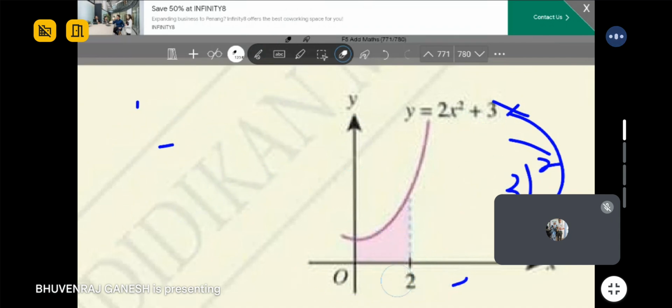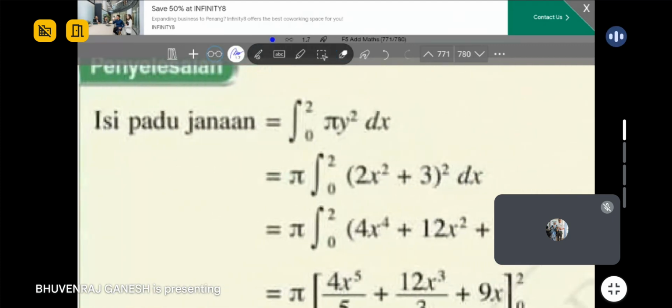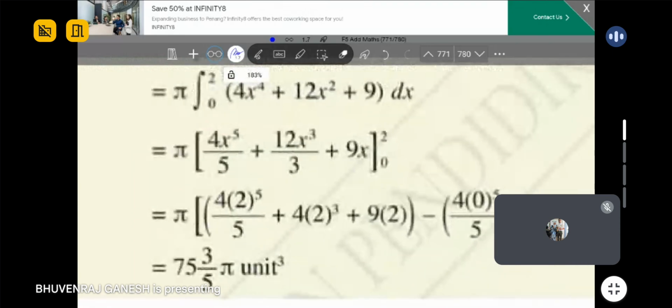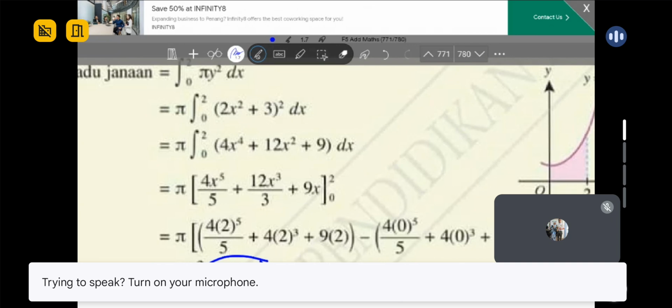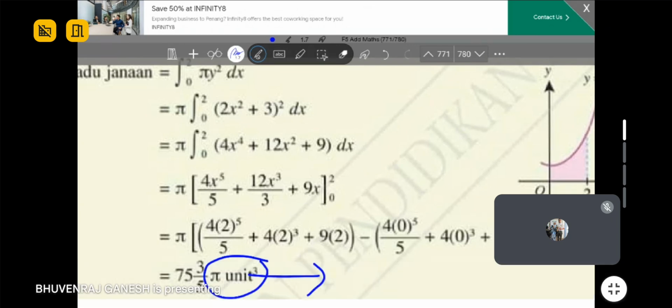Any problem in this type of question? Volume question? No problem, sir. Okay. So this is how you will do the Jalan Kira. Okay, so you will get something like this. Okay, so final answer, make sure you have this unit. Unit very important. You must write pi, unit cube. Every single question for volume is like this. It never change.